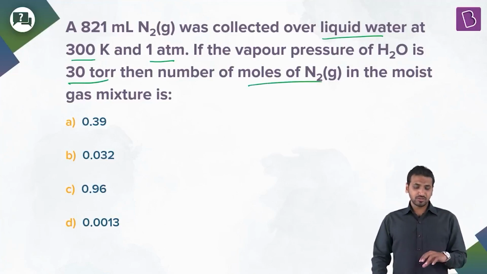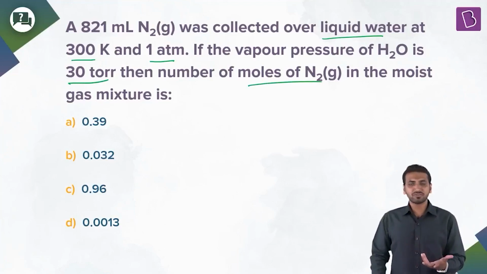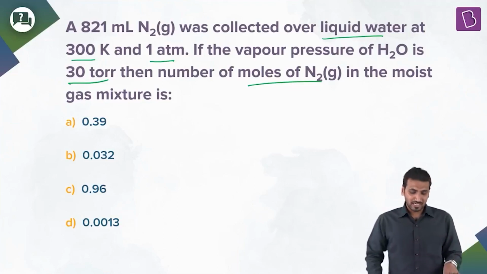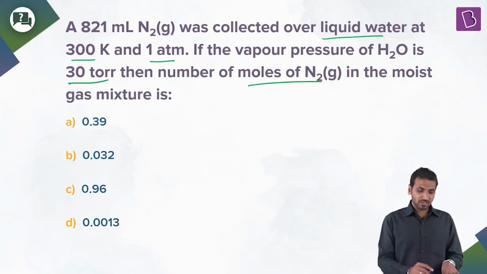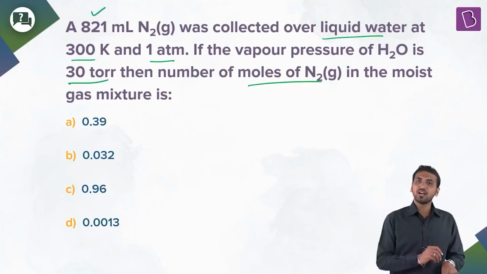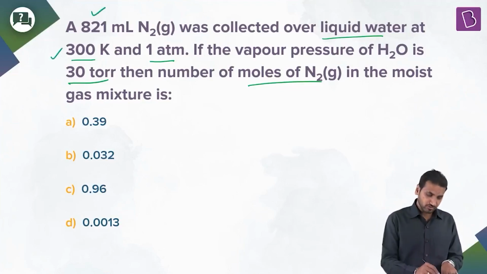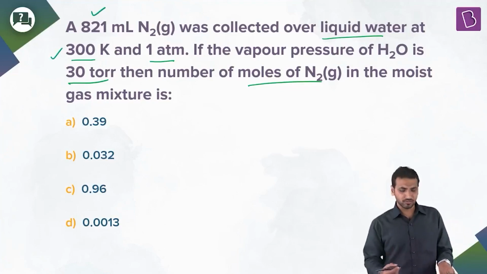Okay. So see, you have to calculate the number of moles. We can use PV is equal to nRT, right? The ideal gas equation, assuming nitrogen to be an ideal gas. And you have the pressure given, you have the volume given to you, and you have temperature also, right? So this is a pretty simple question.